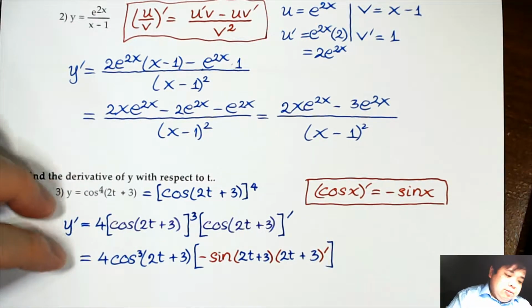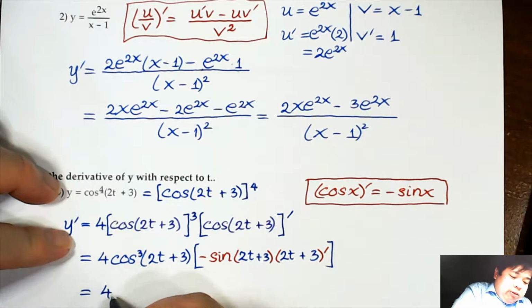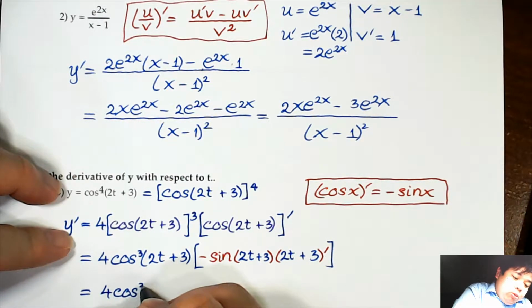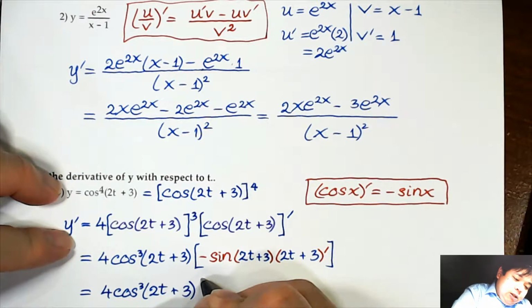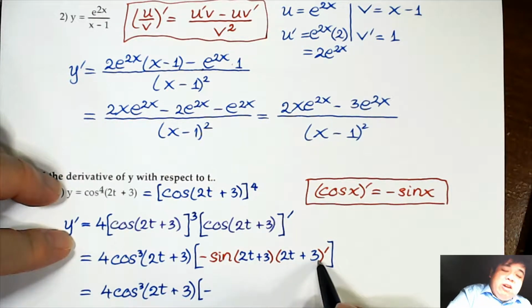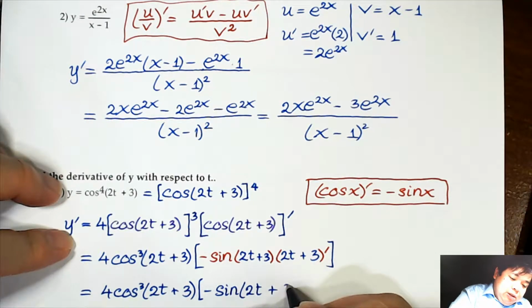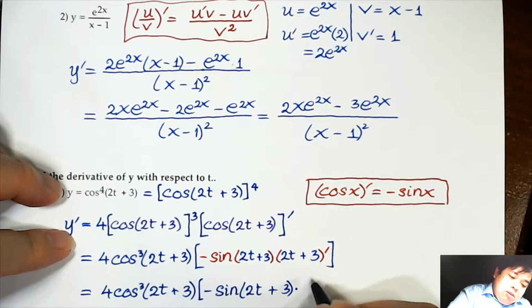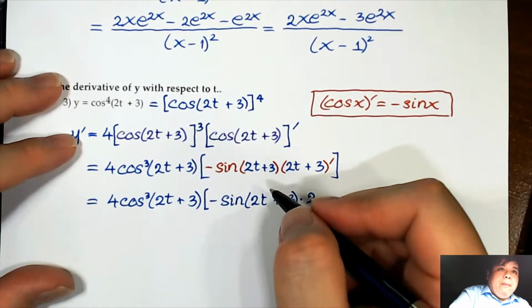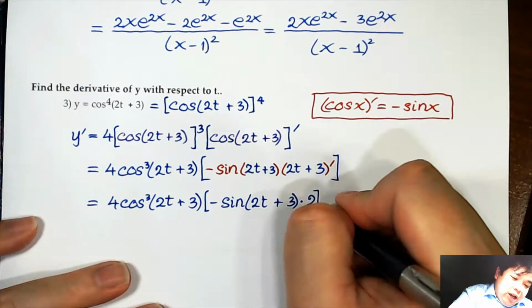Alright. And then we have 4 cosine cubed of 2t plus 3. Derivative of 2t plus 3, that is 2. So we have negative sine of 2t plus 3, and then times 2. Notice the 2 cannot be combined with this. So that's what we have.